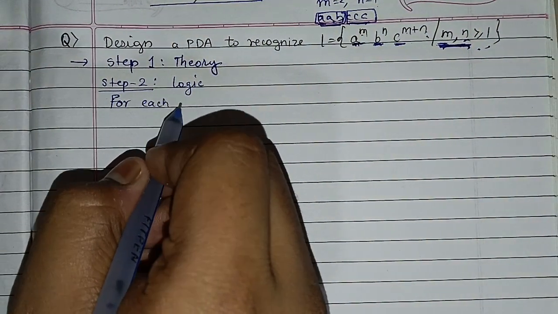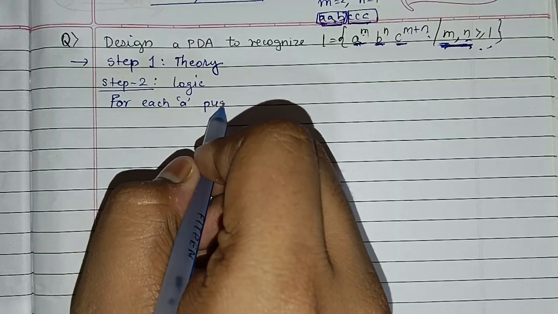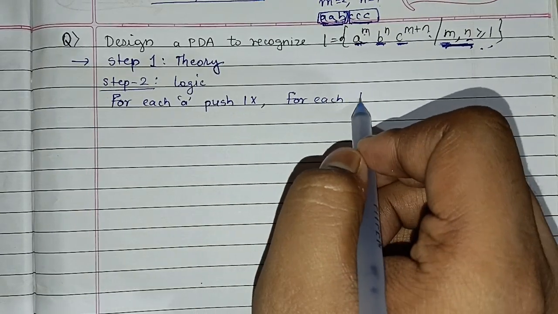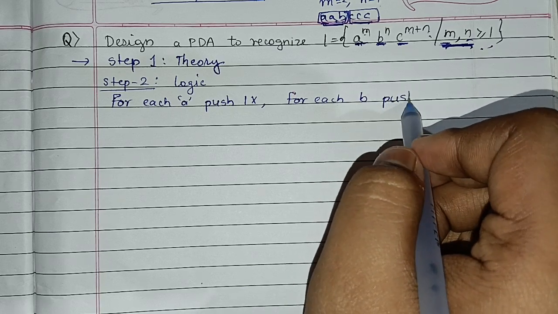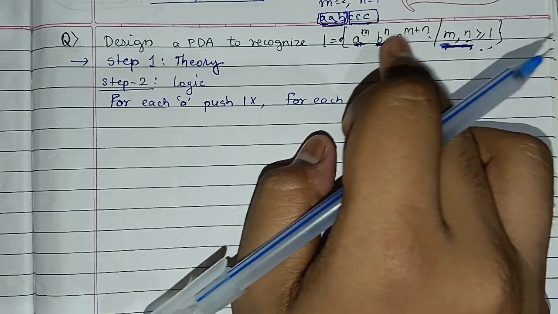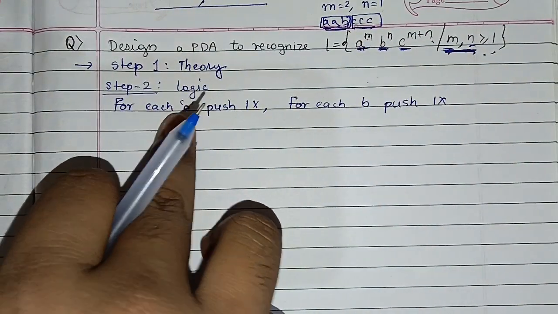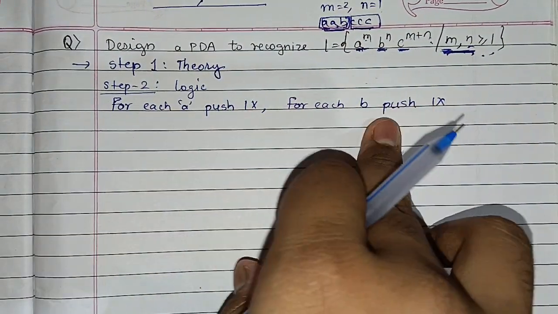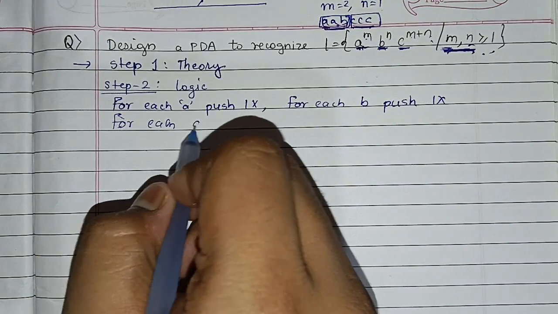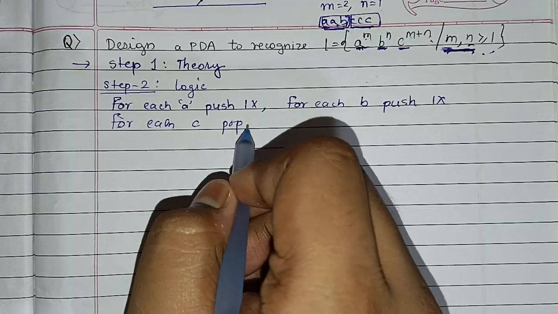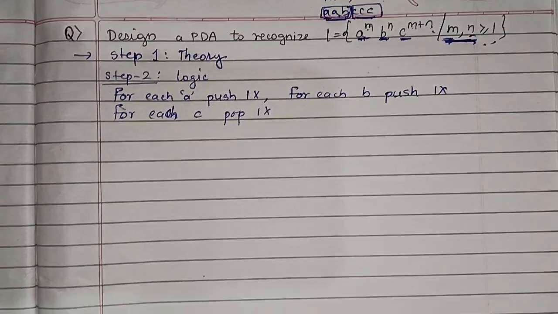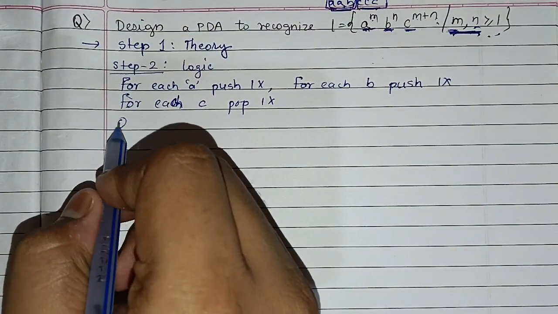For each a push 1 x, for each b push 1 x. Since a raised to m and b raised to n and m plus n is the c power, that's why I am pushing x for a and also pushing x for b. For each c, pop 1 x.